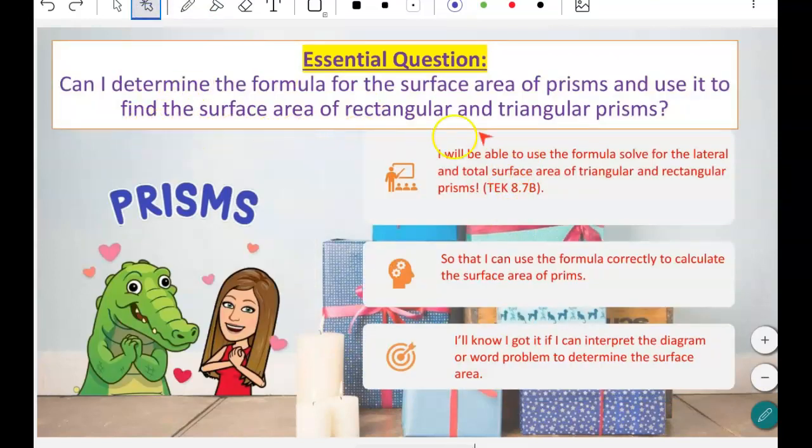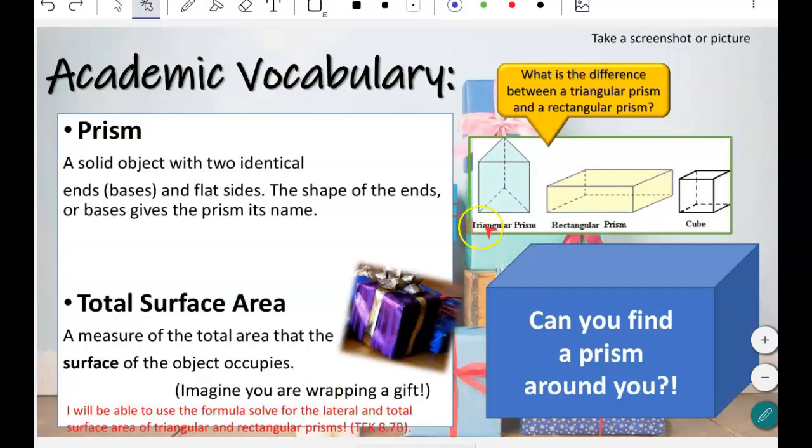can I determine the formula for the surface area of prisms and use it to find the surface area of rectangular and triangular prisms? Today's focus is going to be just on the rectangular. I will be able to use the formula to solve for the lateral and total surface area of triangular and rectangular prisms so that I can use the formula correctly to calculate the surface areas of prisms. I'll know I got it if I can interpret the diagram or word problem to determine the surface area. All right, well, let's go ahead and get started.